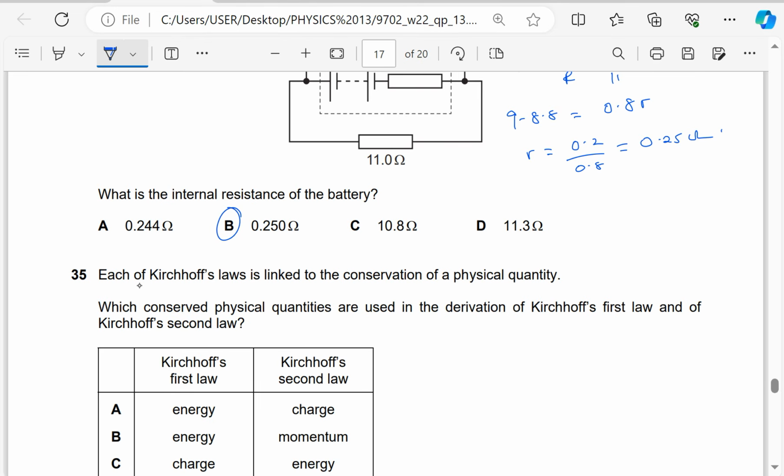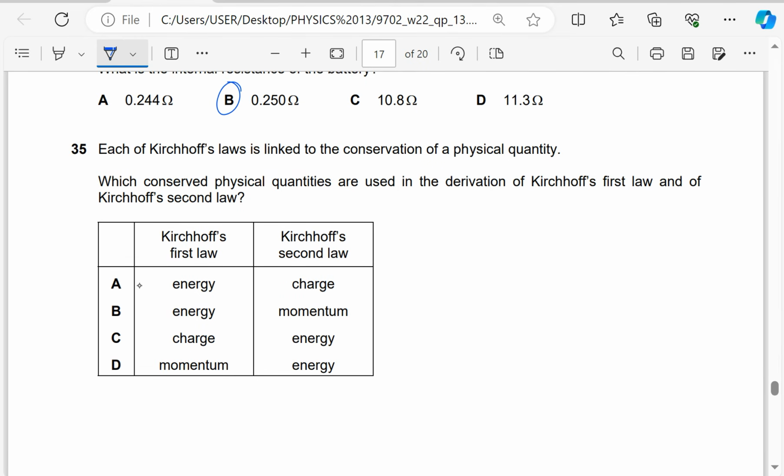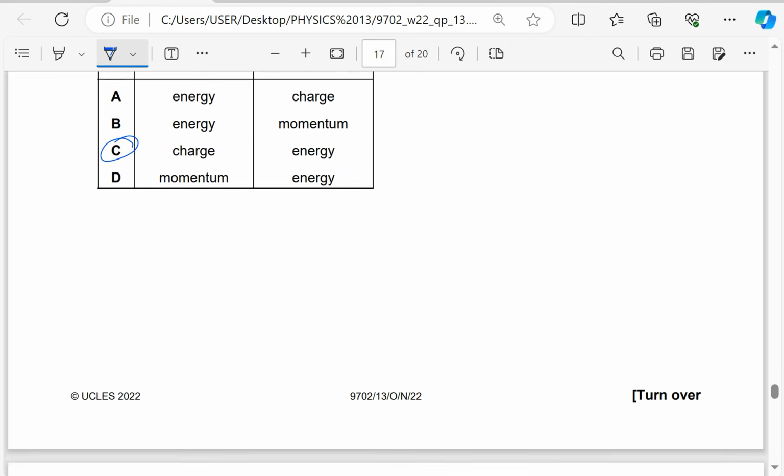Each of Kirchhoff's laws is linked to the conservation of a physical quantity. Of course, we know first law is charge, second law is energy. So Kirchhoff's first law is charge, second law is energy. So the answer is automatically C. You have seen this question many times, so you are used to it.